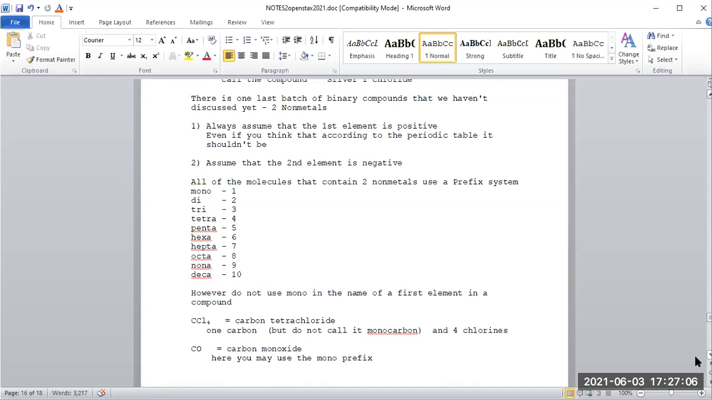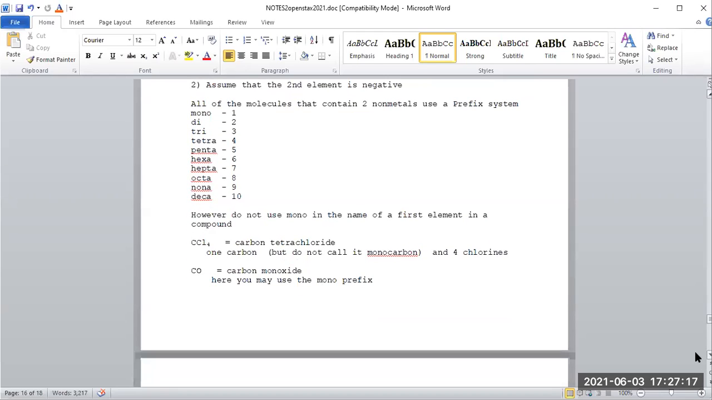There are actually some prefixes that go above deca. We don't usually address them in freshman chemistry. The other hiccup to this naming set of rules is you're not allowed to use the mono prefix on the first left-hand element.